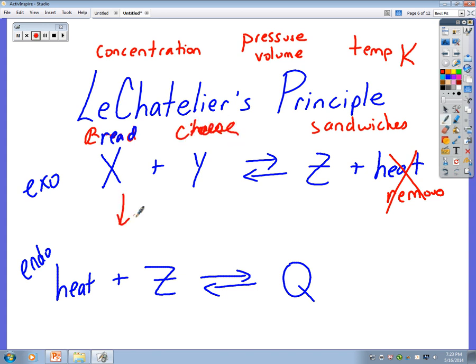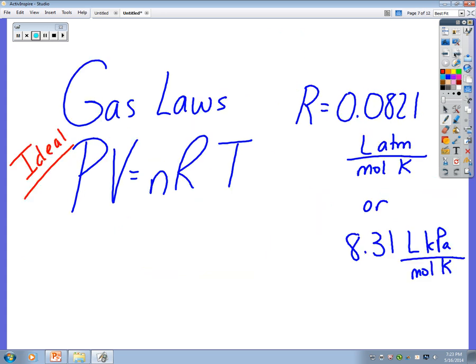So these are going to go down to make more sandwiches. That's going to go up to replace this heat that's taken away. And the shift's going to be at the right. So 3 things that LeChatelier says: concentration, pressure, volume, temperature.